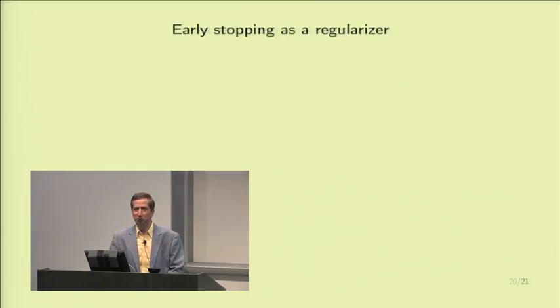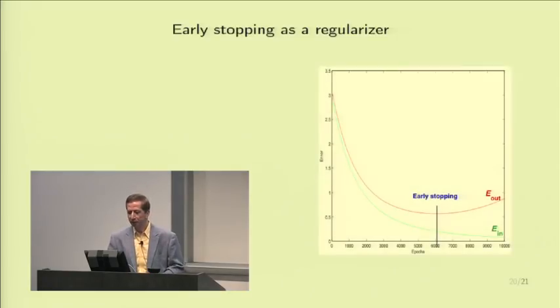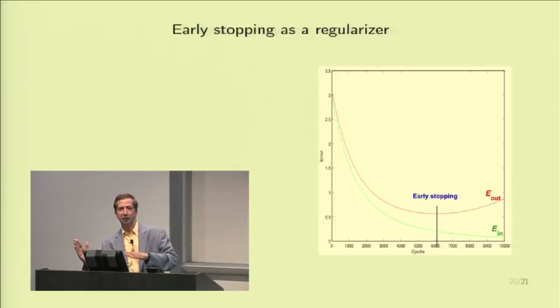Early stopping, which we alluded to last time, is a form of regularizer, and it's an interesting one, okay? So remember this thing, we were training on E-in, no augmentation, nothing, just the in-sample error. And we realized by looking at the out-of-sample error using a test set that it's a good idea to stop before you get to the end, okay?